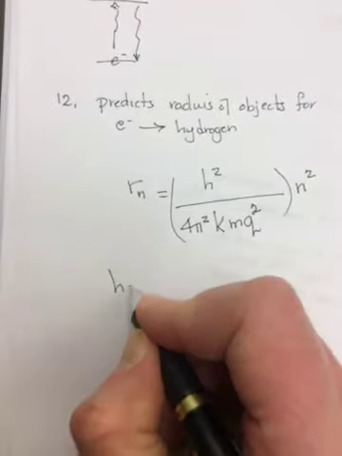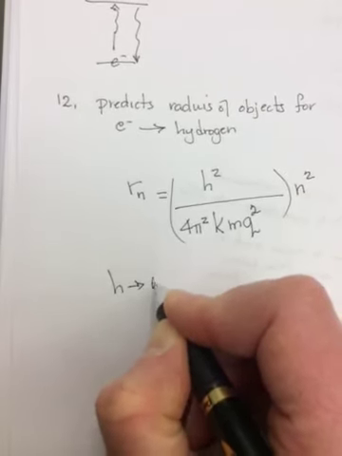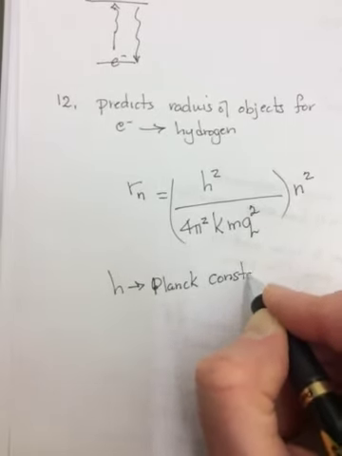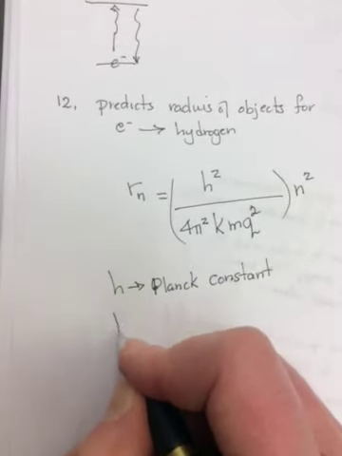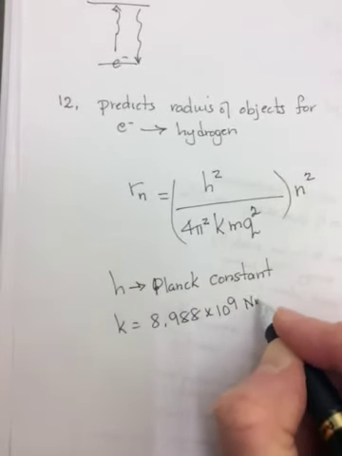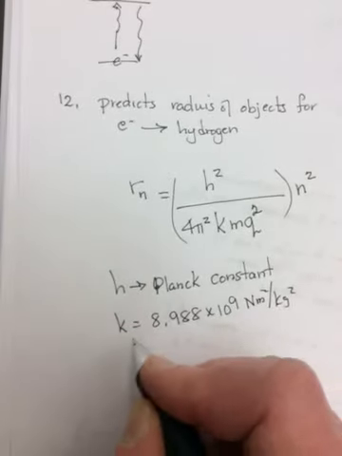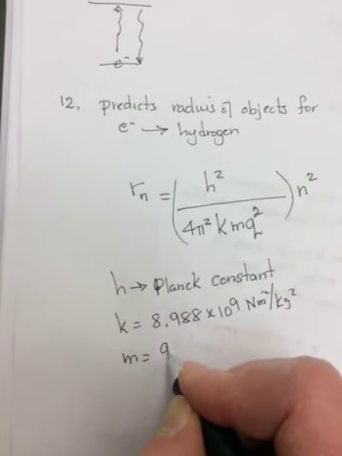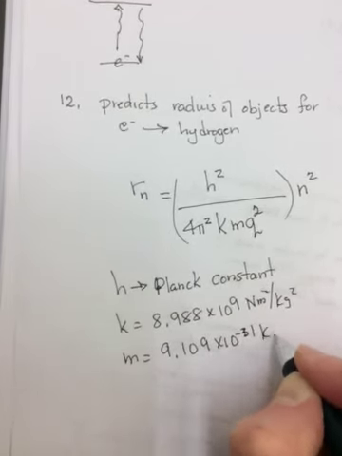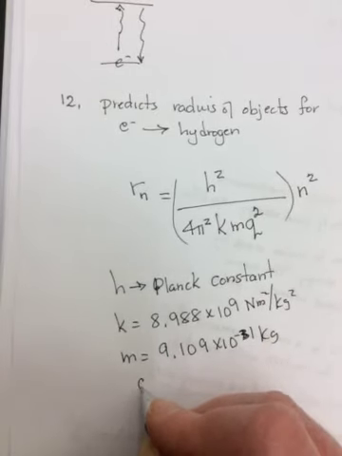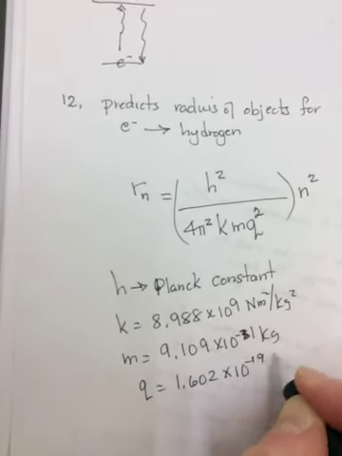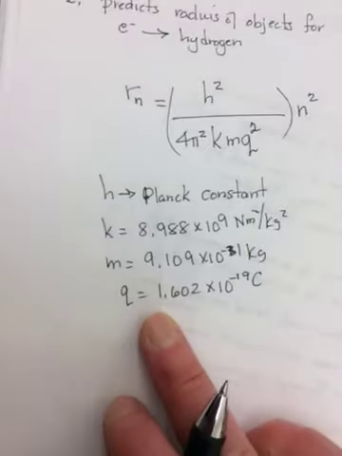Okay, so h is Planck's constant, and so it's going to be 6.626 times 10 to the negative 34, and that's joule seconds. k is 8.988 times 10 to the 9th, and that's Newton meters squared per kilogram squared. m is the mass of an electron, 9.109 times 10 to the negative 31 kilograms. q is the charge of an electron, 1.602 times 10 to the negative 19 coulombs. And no, you don't have to put a negative on the 1.602.